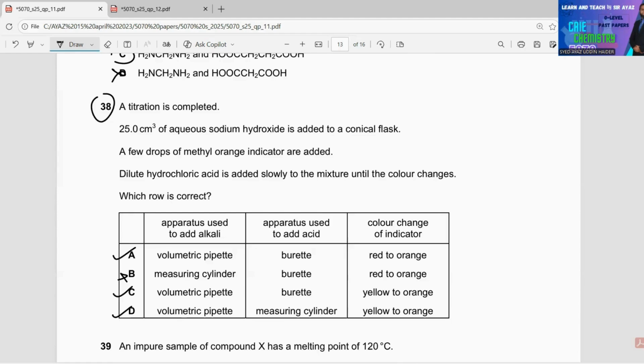What about the apparatus used to add acid? It must be burette. Now, so D is incorrect. We are left with A and C. Now, this is something which you have to learn by heart. The color change for the methyl orange, as we have added acid to alkali, so the final color must be orange for acid. So C must be the right answer here.